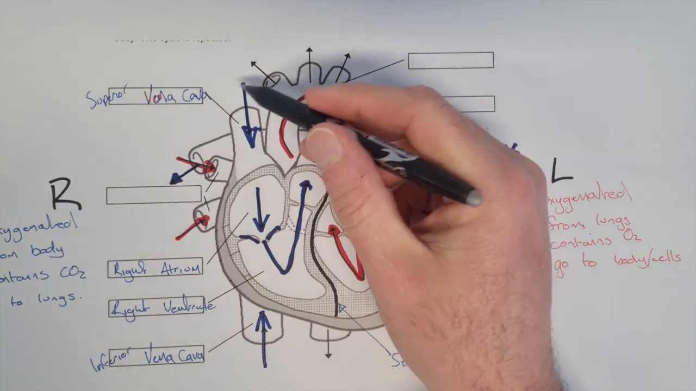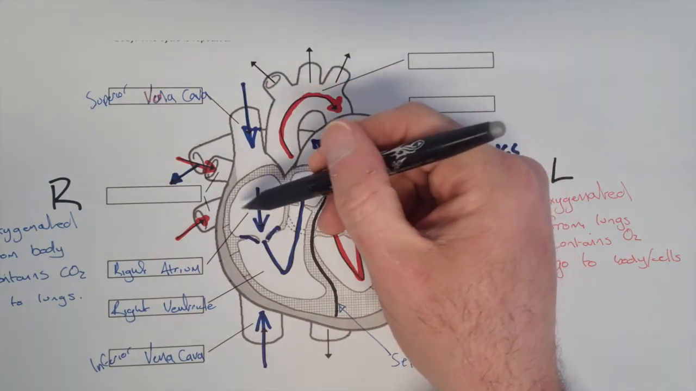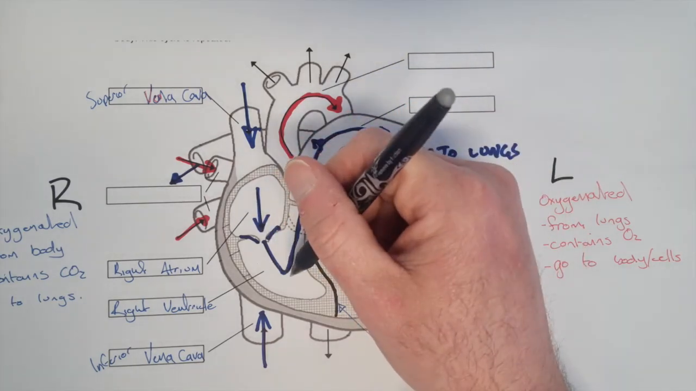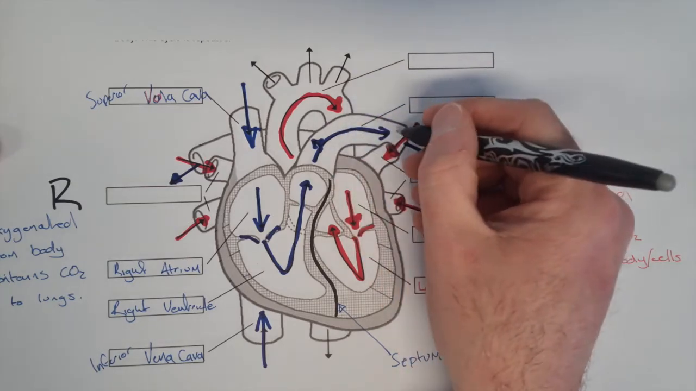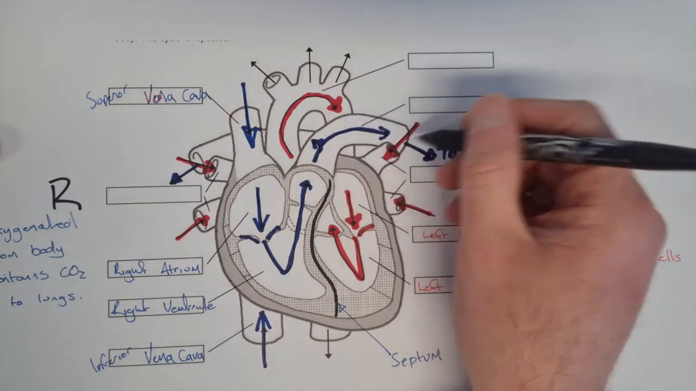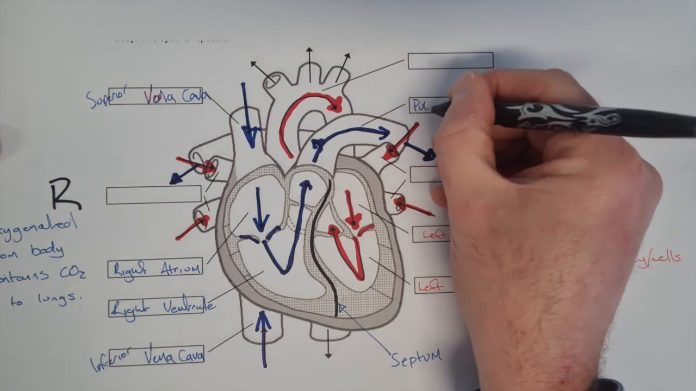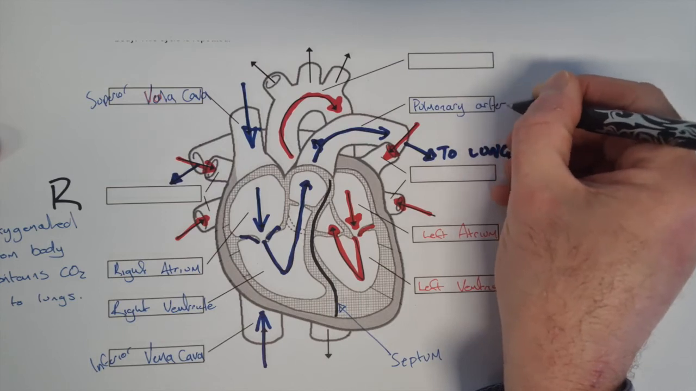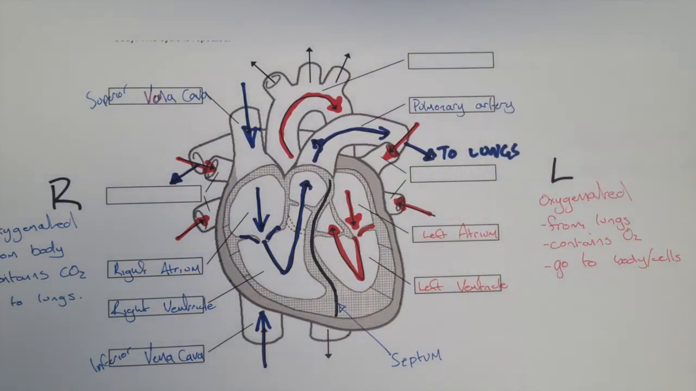Blood will then come into the right atrium. The right atrium will contract, push blood into the right ventricle. The right ventricle will contract, push blood out through this vessel to go to the lungs. So what we have here is our pulmonary artery. Now, the pulmonary artery is really special because it's the only artery in the body that actually carries deoxygenated blood. Okay, that will carry blood off to the lungs, okay, left and right side, and then oxygen will get picked up.